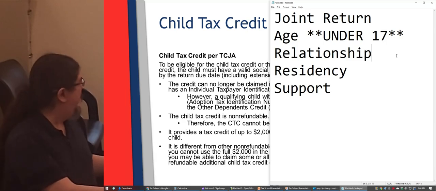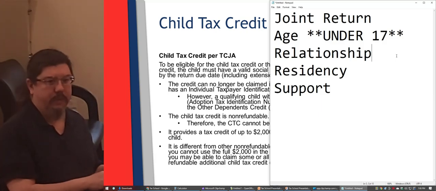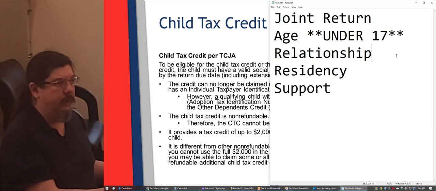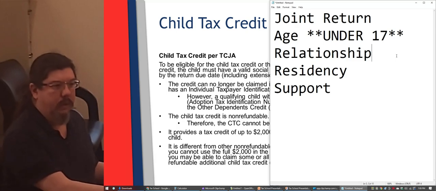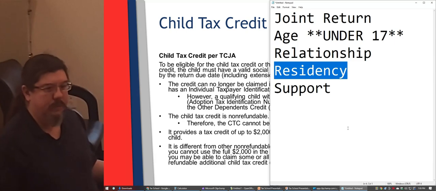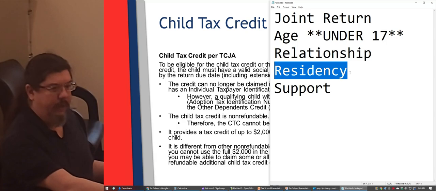Yep. And then relationship test is son or daughter, or your descendants, brother or sister, or their descendants. Or adopted. Yep. Also includes adopted. Adopted is legally the same as a natural or blood relationship. It also includes foster children. Residency means that they lived with you more than 6 months, more than half the year. 2024 is a leap year, so it's going to have to be 184 days or more. If it's exactly half, that's not more than half, so it doesn't count.